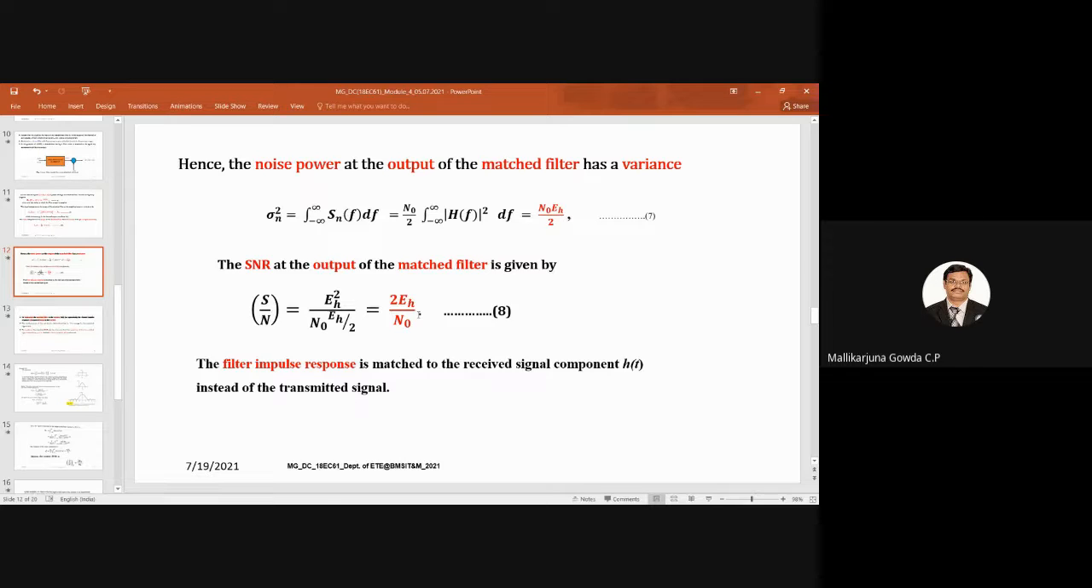Okay, so the filter impulse response is matched to the received signal component h(t), instead of the transmitted signal. I will come back to this. Filter impulse response is matched to the received signal component h(t) instead of the transmitted signal. When we see the block diagram of the entire transmitter and receiver, then we will be able to understand this point.